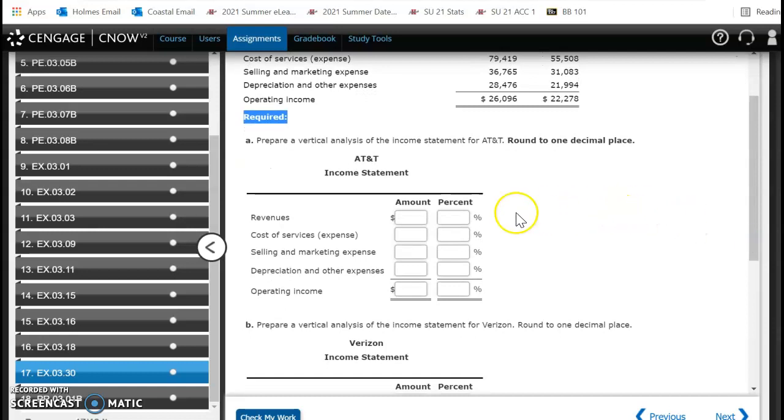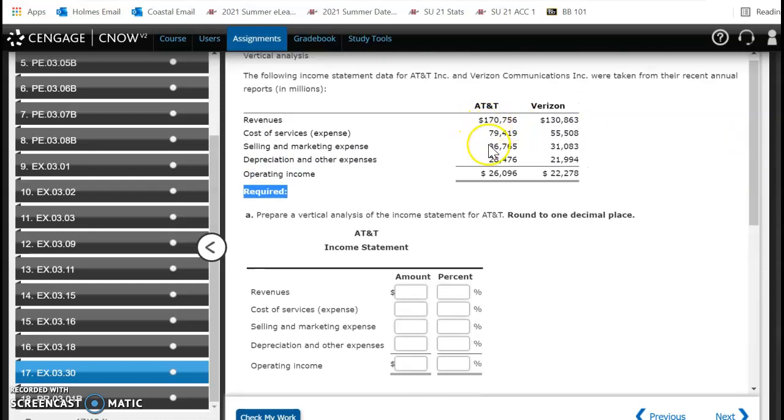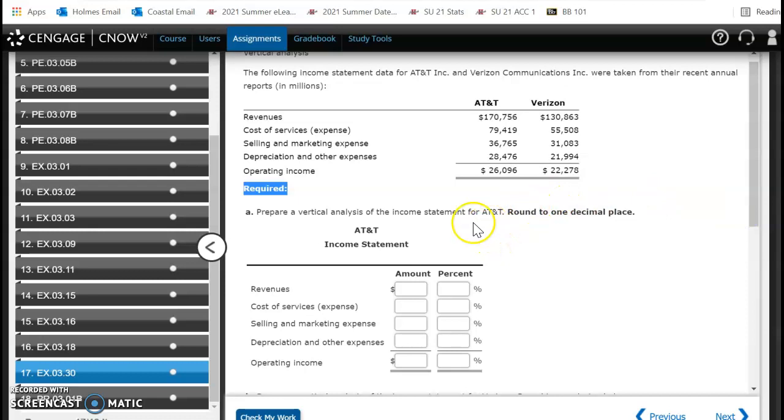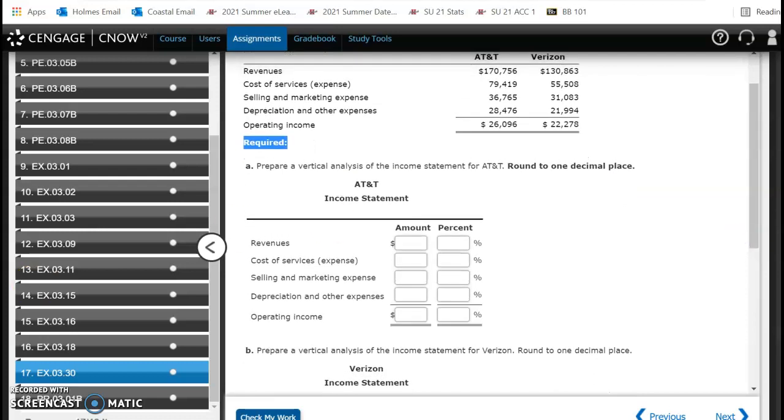Okay, so when you're getting the percent, you're going to take each number and divide it by revenues. So when you divide 177.56 by 177.56, the first number is going to be 100%. Okay, and then when you get your percent, you're going to round it to one decimal place. Okay.